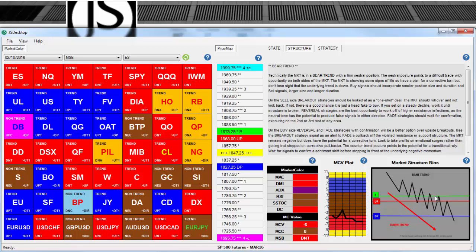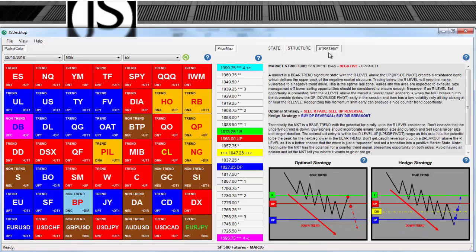Structurally, that lower high point comes in at 1878.25, and we have what we call our upside pivot at 1868 even. So this kind of becomes a resistance band. Because we're in that state and that structure, the optimal strategy theme is to fade momentum into the R level and then accept what we call a reversal signal, selling the market after it goes above the upside pivot and sells back down below it.